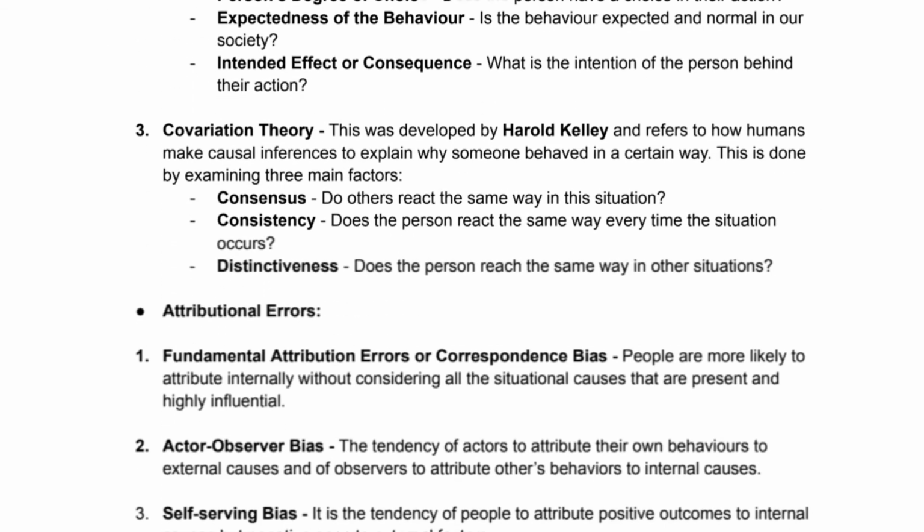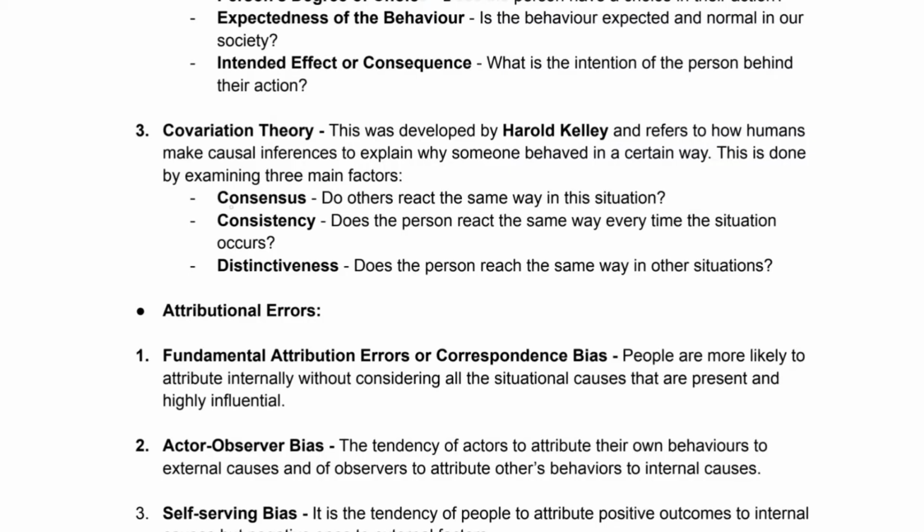Our next theory is the covariation theory. This was developed by Harold Kelly, and it refers to how humans make causal inferences to explain why someone behaved in a certain way. We always want to know why other people act the way they do. Why is your friend not replying to your text, or why didn't you get the promotion you were hoping for? Kelly suggests that we answer these types of questions by examining three main factors.